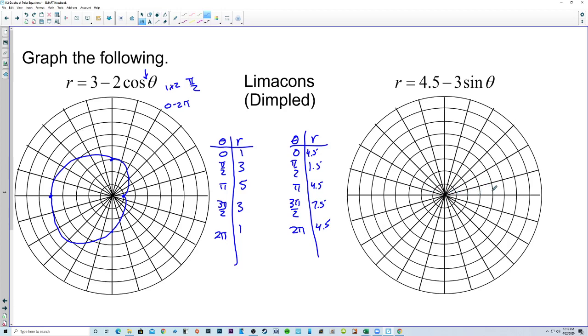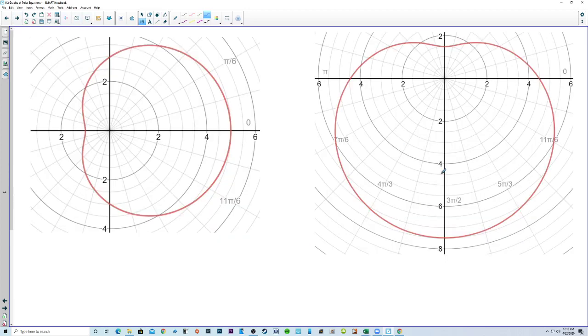So 1, 2, 3, 4.5. Pi over 2 is 1.5. Pi is 1, 2, 3, 4.5. And 3 pi over 2 is 7.5. 1, 2, 3, 4, 5, 6, 7.5 right there. So it's nice and rounded like this. Boing, bounces off that point because it's dimpled, and then round like that. Let's see if I type this one in. Yeah, that looks good. This one I missed a negative sign or something.